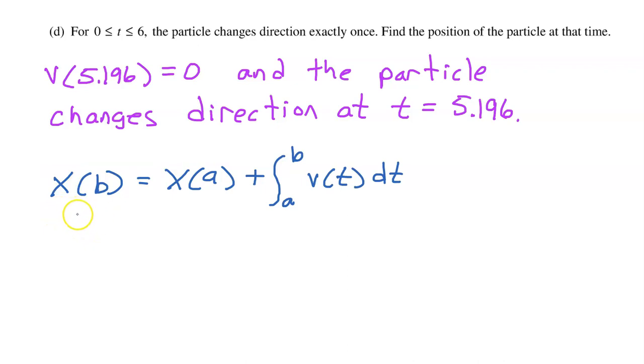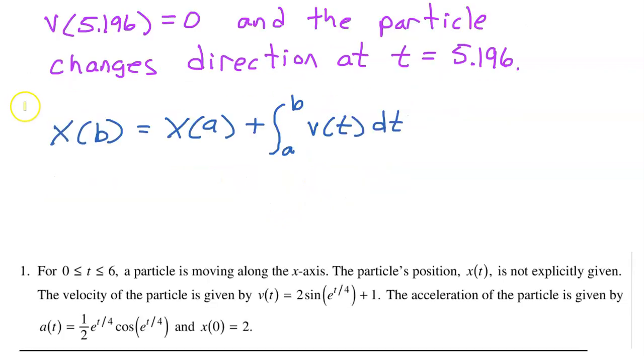Here is the version of the first fundamental theorem of calculus that gives us the relationship between position and velocity. The end position will equal the initial position plus the integral of velocity from A to B. In the setup of the problem, we were given this little nugget right at the end. X at 0 is equal to 2. That's the initial position. So we can substitute that right in here in the first fundamental theorem of calculus.